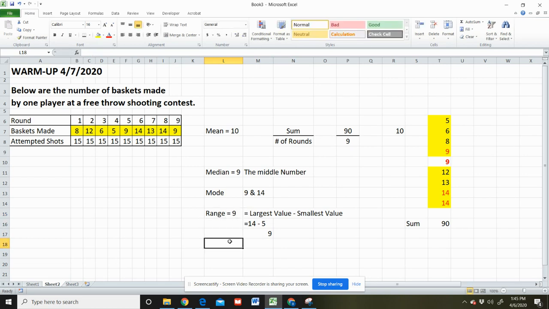Okay. So that was today's warm-up problem. We're going to move on to another lesson doing interquartile range and just getting more practice with mean, median, mode, and range.